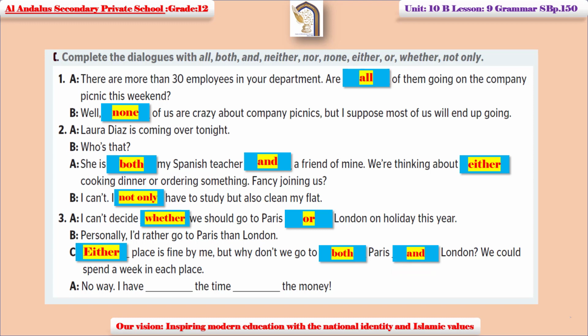No way. I have neither the time nor the money. Very good. This is an exceptional performance. Now, gentlemen, we move to our final exercise.